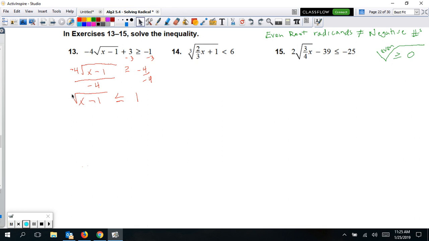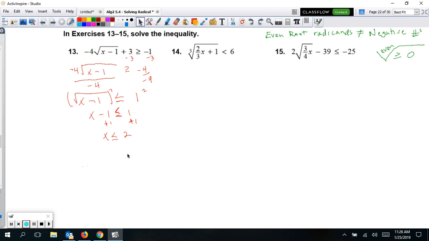Well, we need to get rid of the radical now by undoing the square root. We have to square both sides just like we saw before. So when we square both sides, we're going to get x minus 1 is now less than or equal to 1 because 1 squared is still 1. And then we just solve this by adding 1 to both sides. And so our answer here will be x is less than or equal to 2.